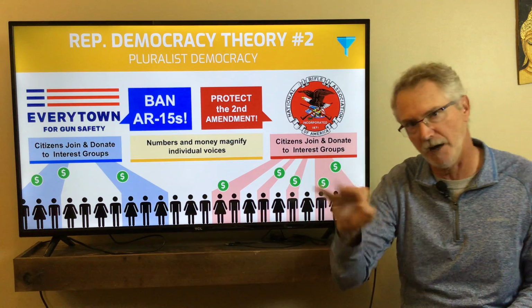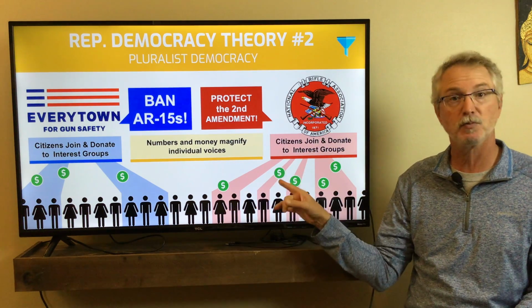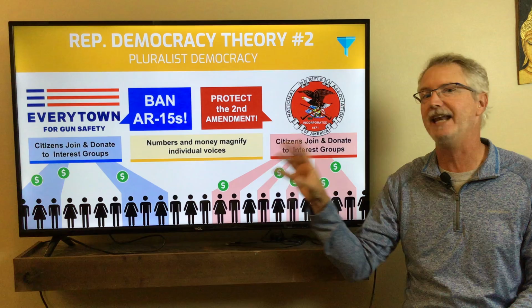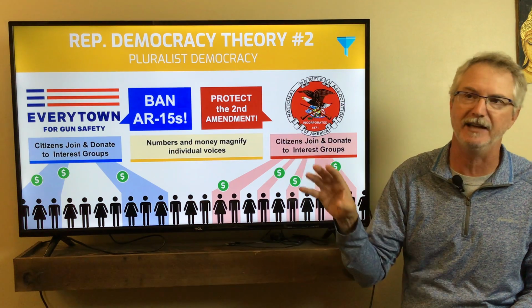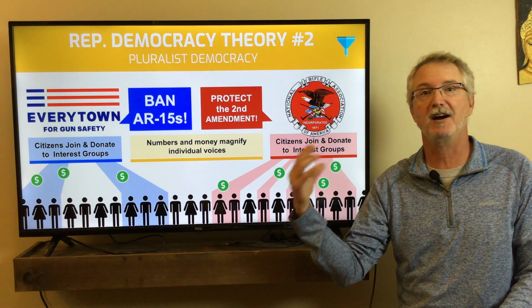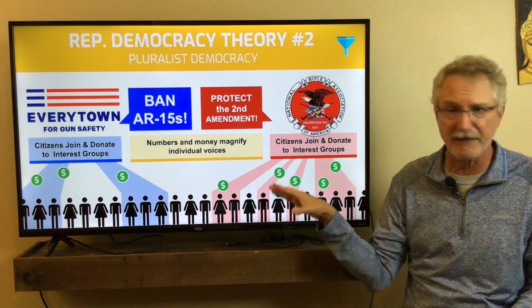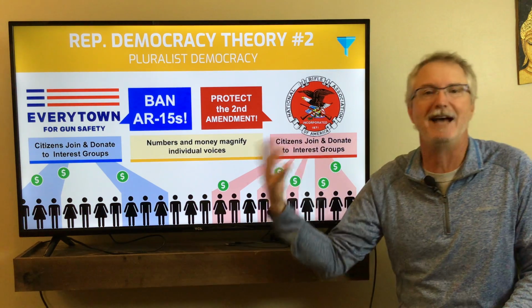But the upside to this is these two groups will compete. So one group's not going to get everything they want. We go back to this idea of compromise, where hopefully you get good legislation out of it that benefits both sides. And so that's the idea of pluralism.